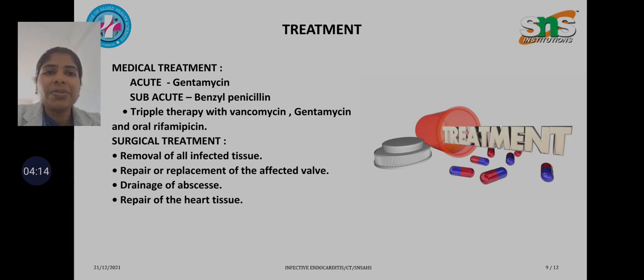And surgical treatment involves removal of all the infected tissue, repair or replacement of the infected valve, drainage of abscess and repair of heart tissue. Excision of the infected valve means the native infected valve is removed, and a prosthetic valve is placed instead. So the infected valve is cut out or the affected valve is replaced. Drainage of abscess and repair of heart tissues are done.